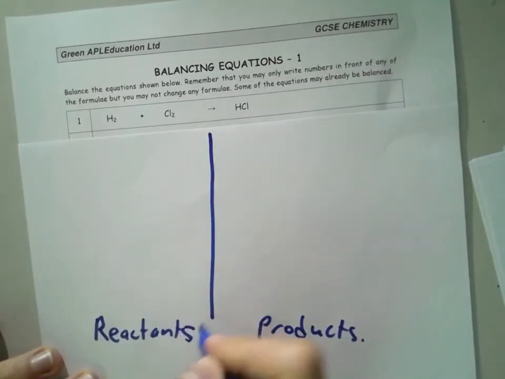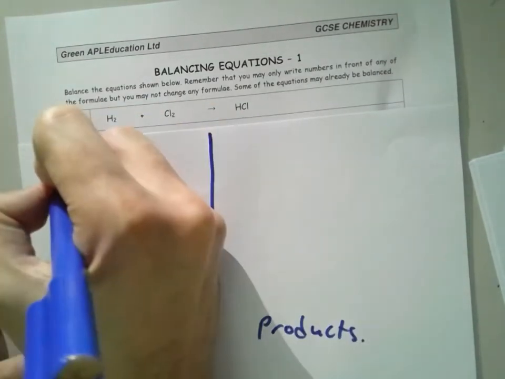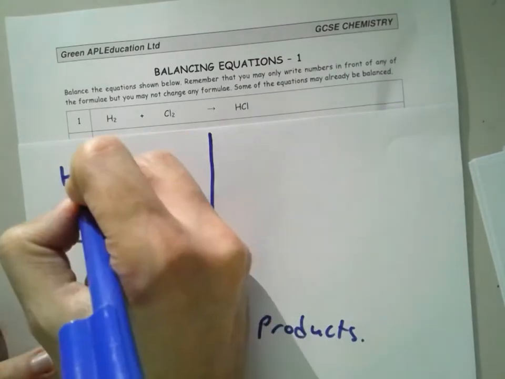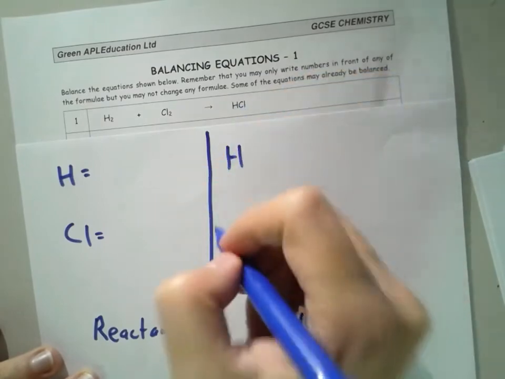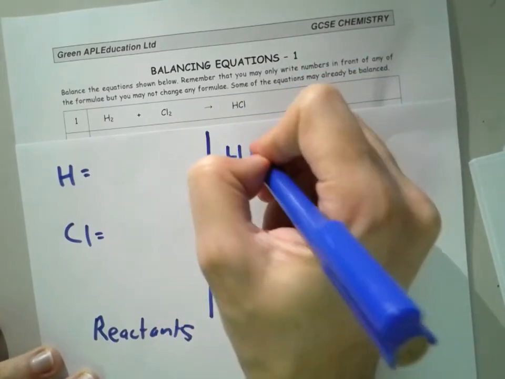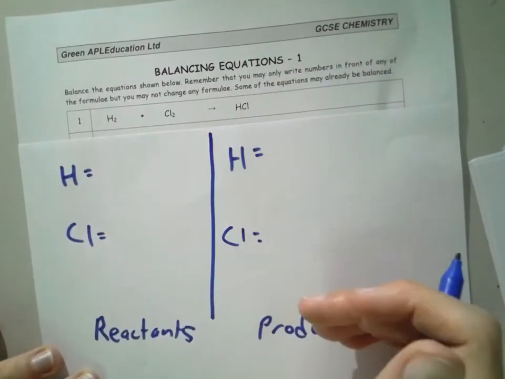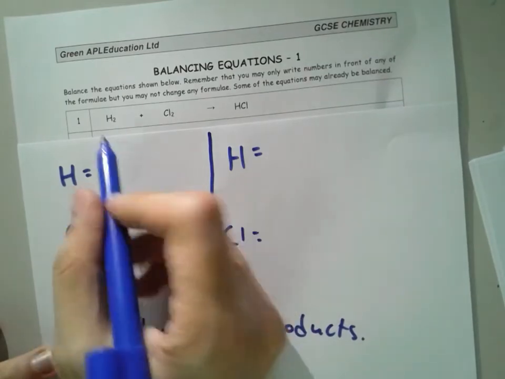Okay, so the first thing I'm going to do is count the elements. I've got hydrogen on this side and chlorine on this side. On this side you have to have the exact same elements, but the difference is they form a new compound here. So let me count how many hydrogens there are.